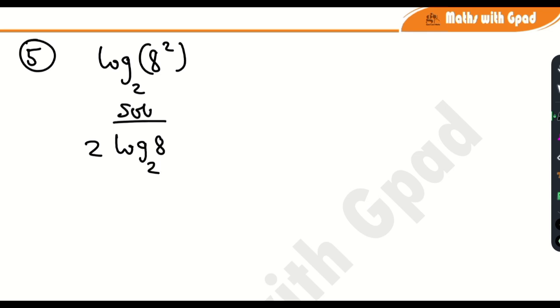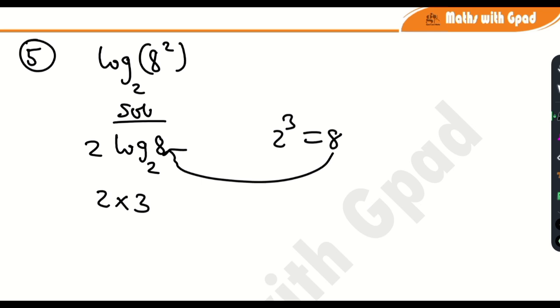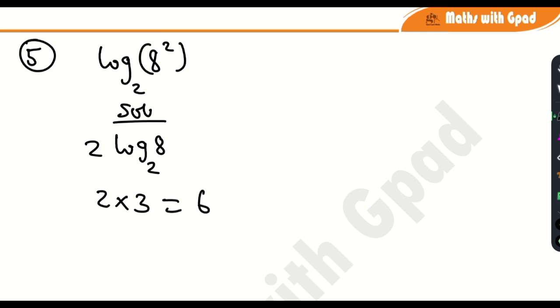Again, you ask yourself, how many times will I multiply 2 to give me 8? You multiply 2 by itself 3 times to give me 8. So because that's the case, it means that log 8 to base 2 will be equal to 3. Again, 2 raised to the power 3 is equal to 8. So this 8 is from the argument here. So 2 times 3, what would that give you? That's 6. So this is equal to 6. Easy, right? Okay, let's look at another example.